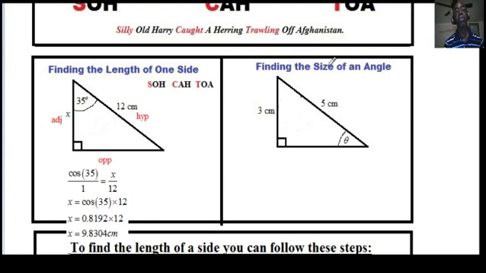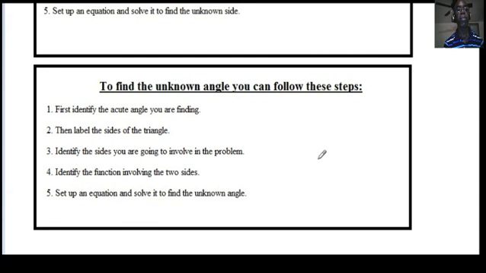Let us now look at finding an angle. Find the marked unknown angle. To find the unknown angle, using the trigonometric ratios, you can follow these steps. 1. First identify the unknown acute angle you are finding. 2. Then label the sides of the triangle with the words opposite, adjacent, and hypotenuse. 3. Identify the sides you are going to involve in the problem. 4. Identify the function involving the two sides. 5. Set up an equation and solve it to find the unknown angle. You may pause the video and try to label this triangle on your own.